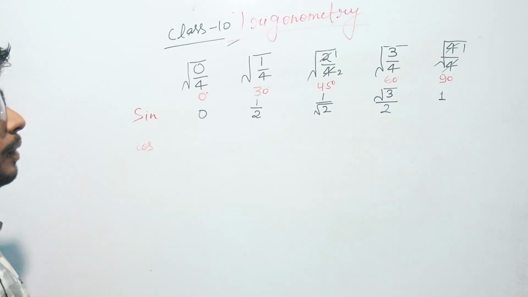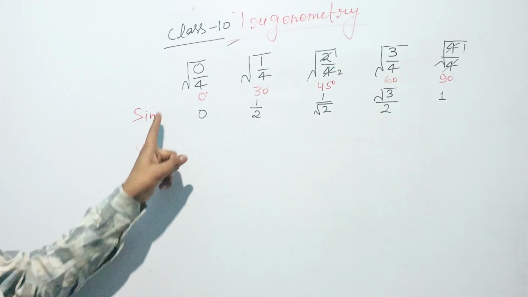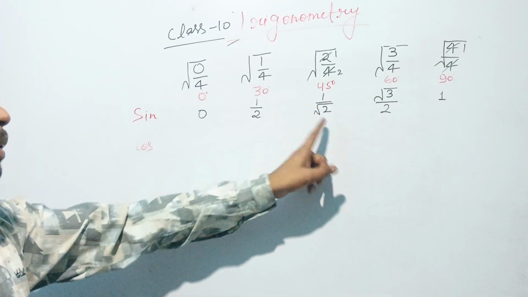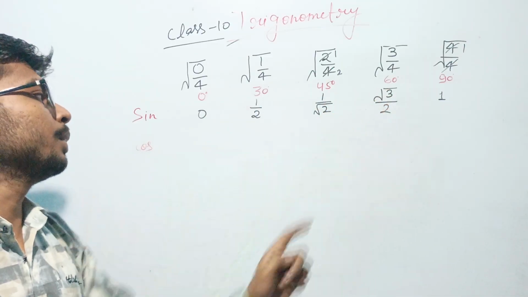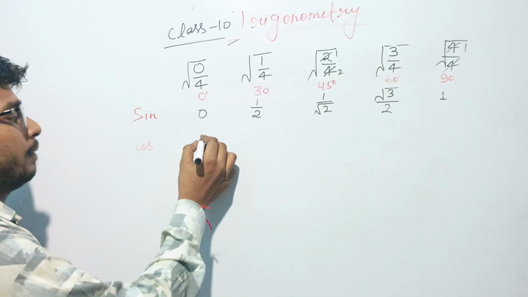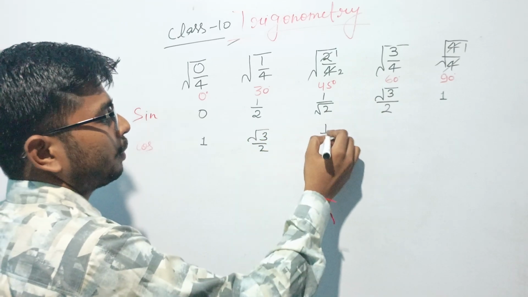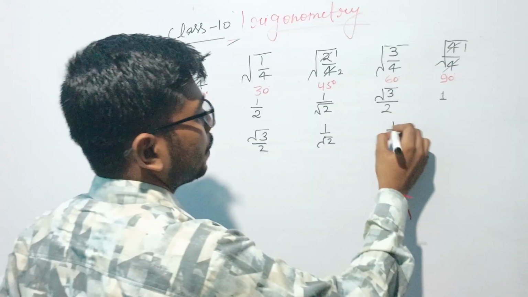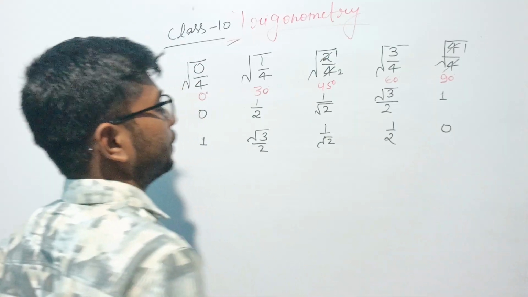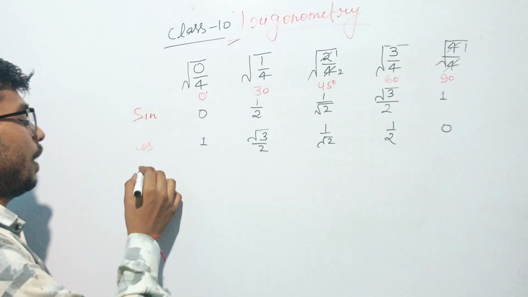So for cos, what we have to do, just reverse this sequence. So sine 0 is 0, sine 30 is 1 by 2, sine 45 is 1 upon root 2, sine 60 is root 3 by 2, and sine 90 is 1. Just reverse this. So it will become 1, root 3 by 2, then 1 upon root 2, then 1 by 2, and cos 90 is 0. Now we will find tan theta.